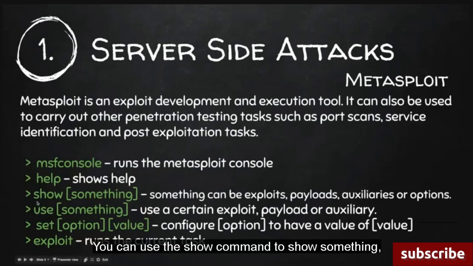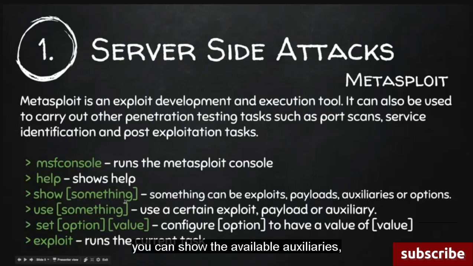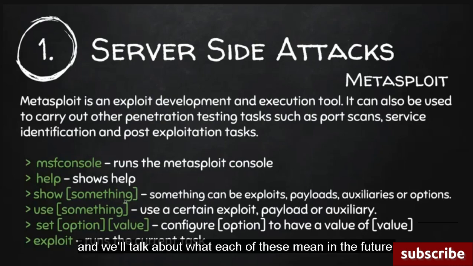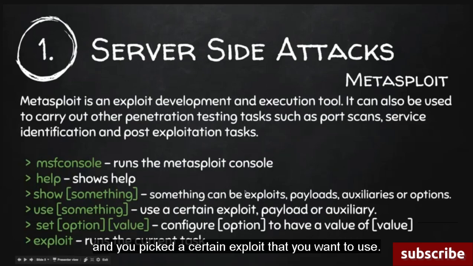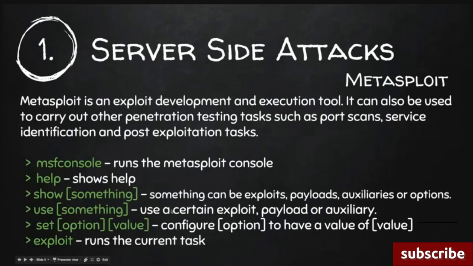You can use the show command to show something. So you can show the available exploits, the available auxiliaries, and the available payloads, and we'll talk about what each of these mean in the future. You can use the use command to use something that you've shown. So, for example, if you showed exploits and picked a certain exploit that you want to use, then you use the use command and then type in the exploit name to run it.